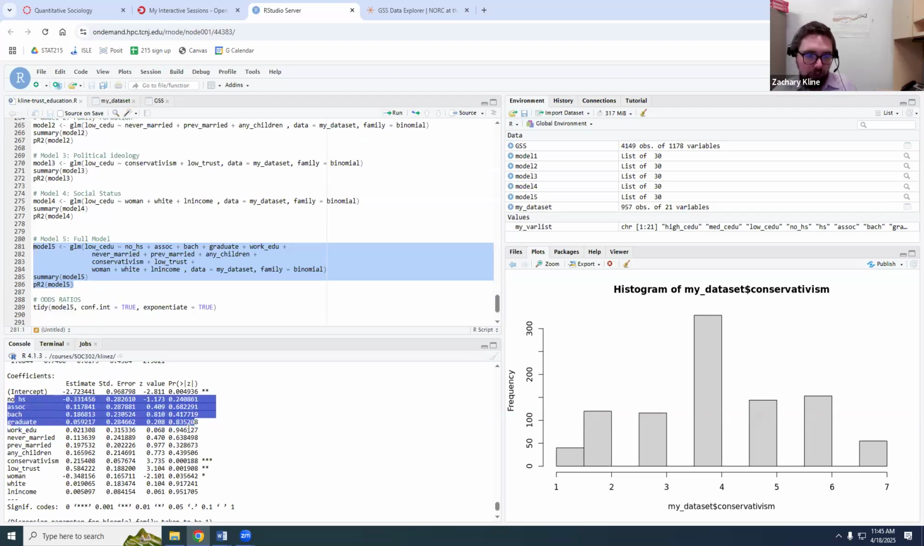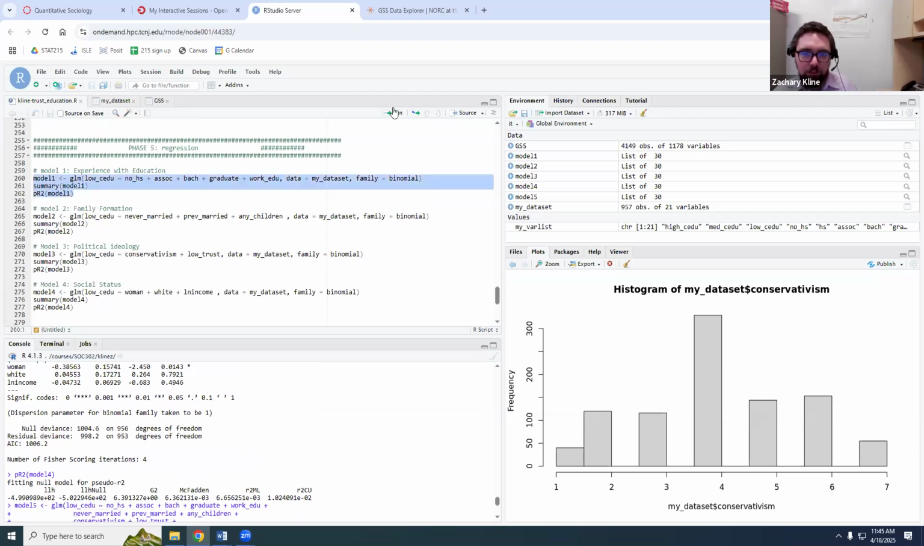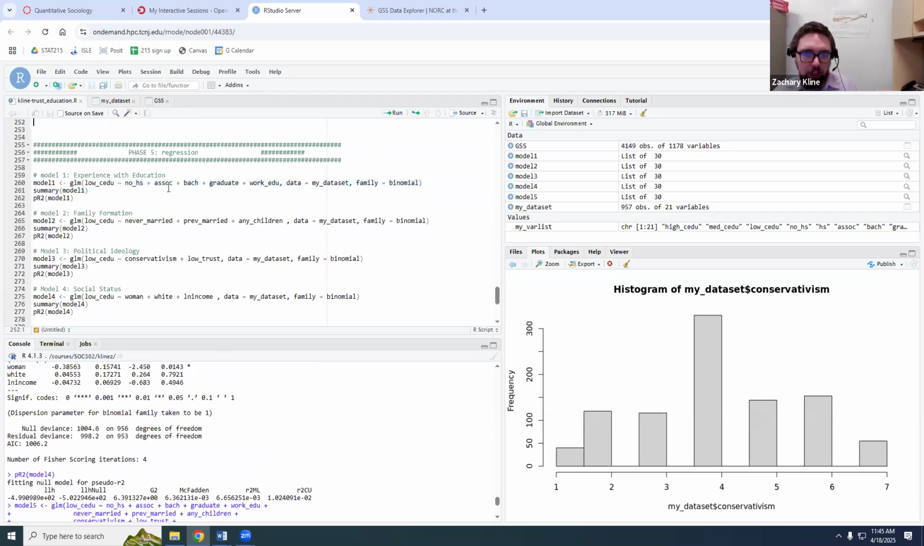Okay, first looking at education. Seems to be a fairly similar trend, where compared to those with a high school degree, those without a high school degree are less likely to have low confidence in education. Those with an associate's, a bachelor's, or a graduate degree are all more likely to have low confidence in education. Interestingly here, this effect size is a little bit larger. It goes from 0.18 from, where was it?